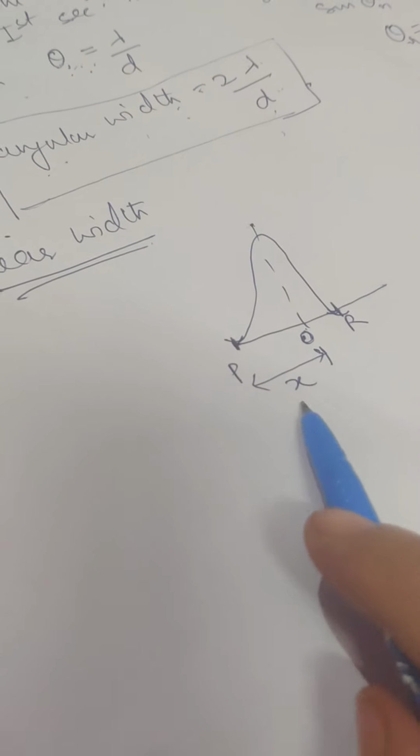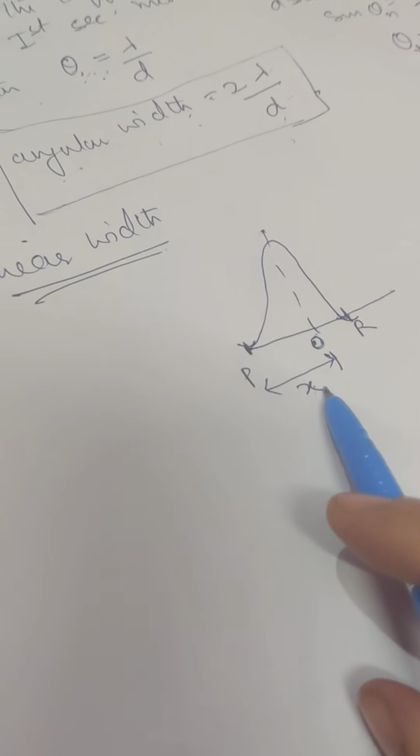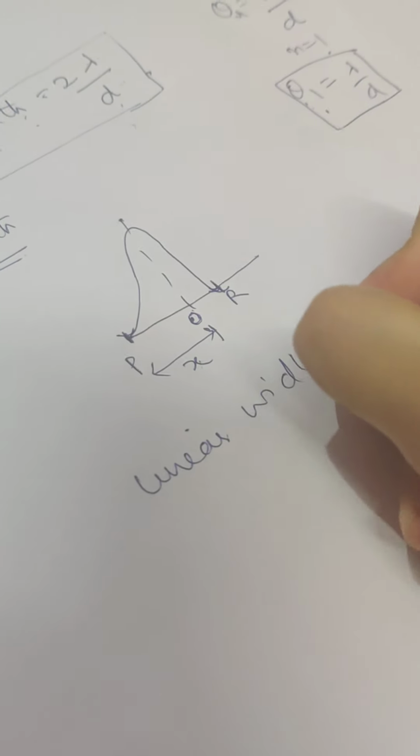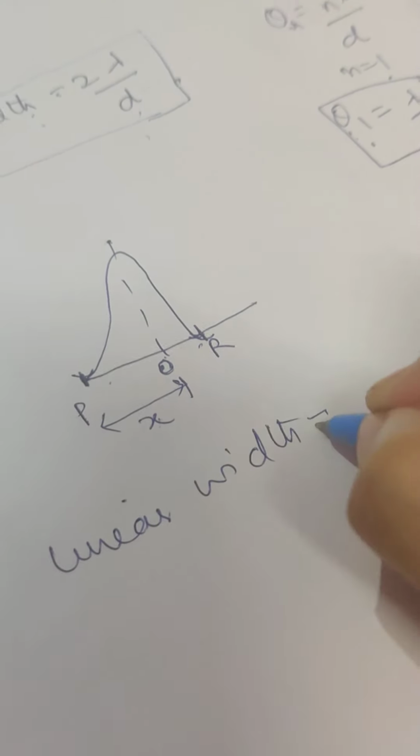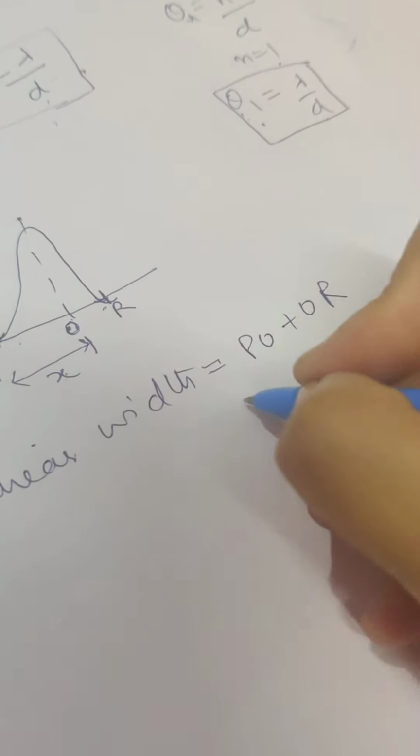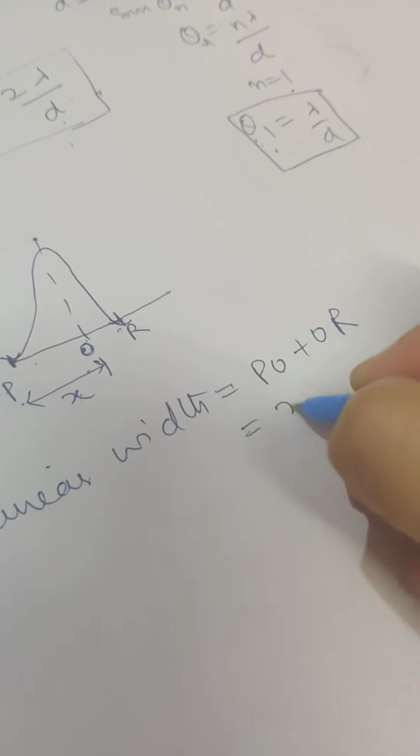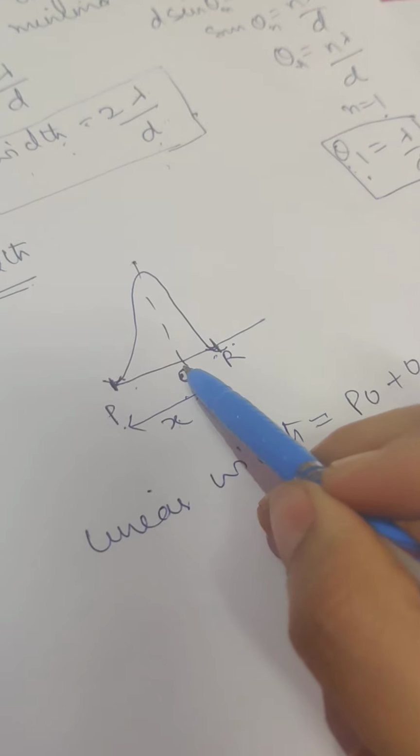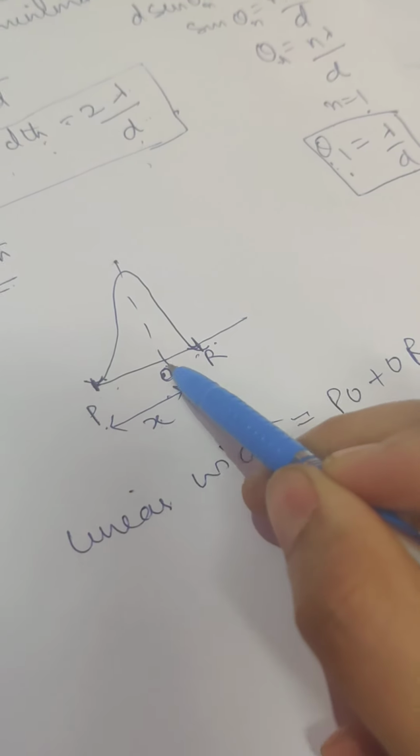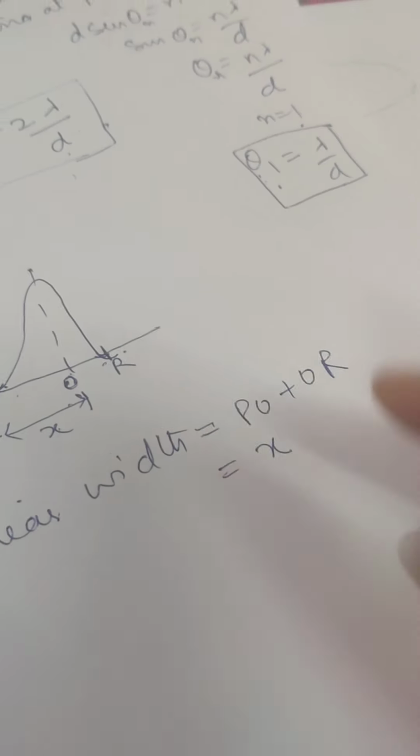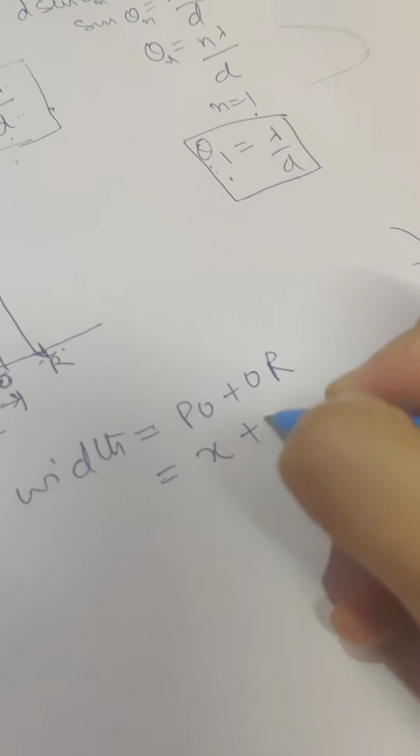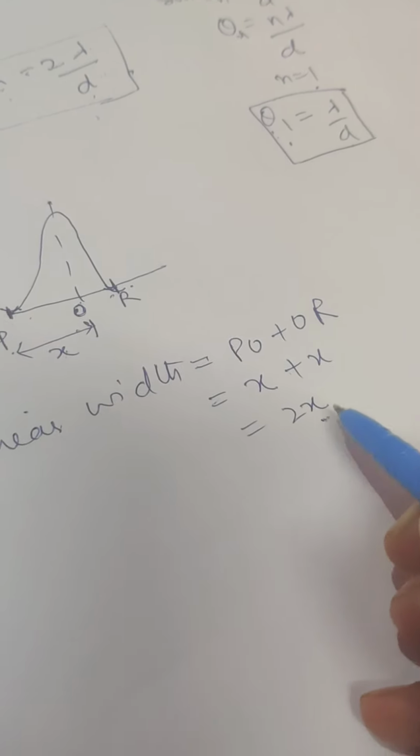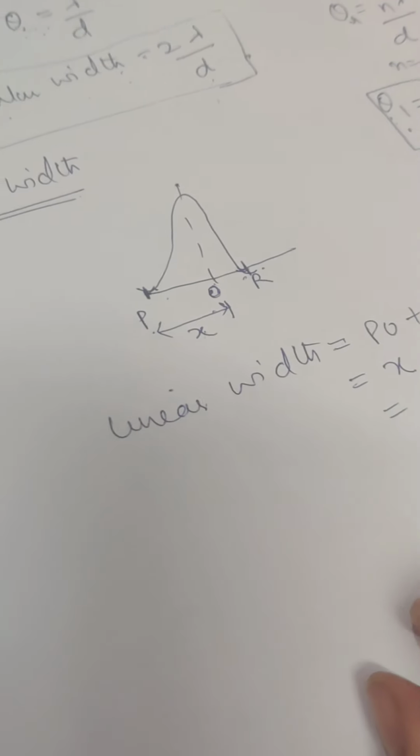Beta, now we are going to calculate this linear width as the distance. Therefore the linear width becomes, because it is the distance from P to R, PO plus OR. We know my PO is X. As the pattern is formed on both sides of the screen, if this is my X, then this distance should also be X. This X plus X becomes 2X. Now we are going to calculate this value, and then we will put it here. See beta.